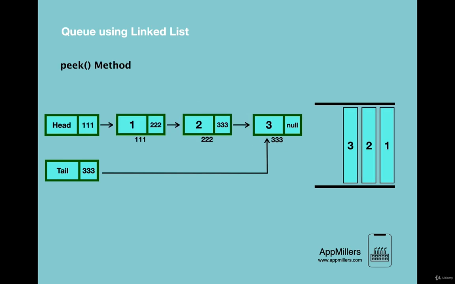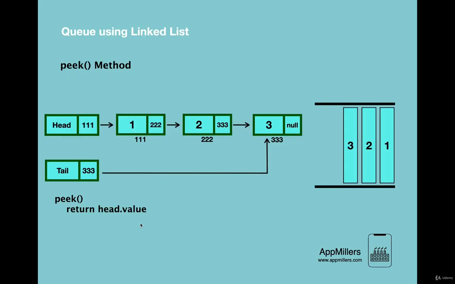The next method is the peek method. So we know that in case of a queue, the peek method returns the first element from the queue. So in this case, we have to return the first element from the linked list. To return the first element from the linked list, we just need to return the value of head. So we are returning the value of head, and we are not updating the first element of the linked list.